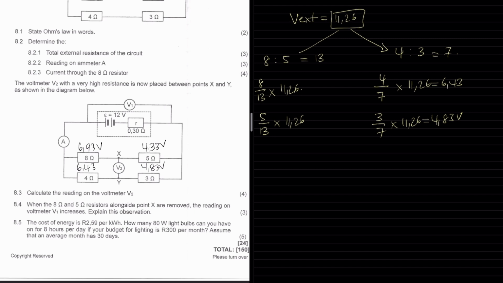Now to work out V2, it doesn't matter which 2 you subtract. Just for the sake of simplicity, let's subtract this voltage and this voltage. So V2 is going to equal 6.93 minus 6.43, which is 0.5 volts. Even if you subtracted the other 2, this one and this one, you'll still get 0.5 volts.